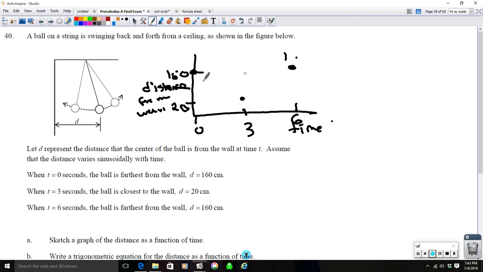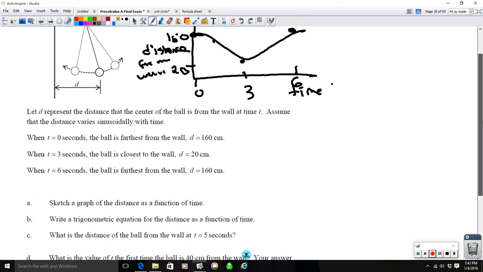Here at 160. So this looks like, to me, a beautiful cosine curve. And that's one little portion of it. It didn't tell you to sketch anything more than one period of it, but be careful when you see these questions. Sometimes it might say sketch for the first 12 seconds, and you'd have to do 2 periods of it. But here, this is all we need.